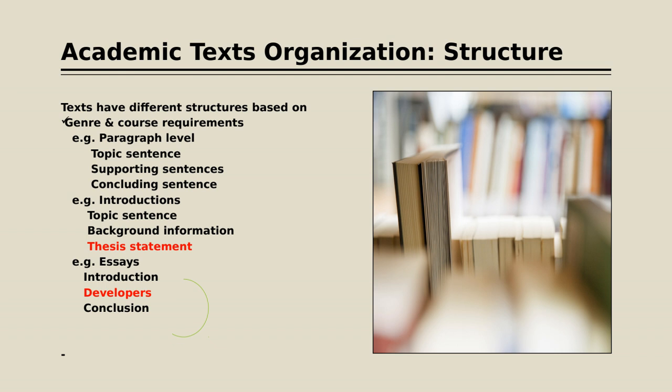As you can see, texts have different ways of structuring writing. Based on the genre, and by that I mean what I mentioned previously as reports, for example, lab reports for students in science, and essays, assignments, articles. All these are different types of texts. And also, we have to consider course requirements. What do they ask you to do in this specific field?